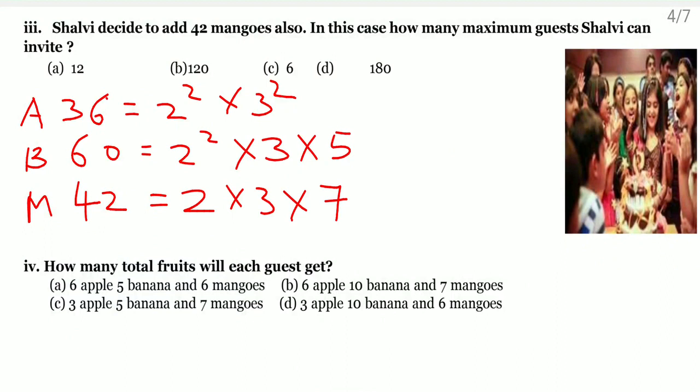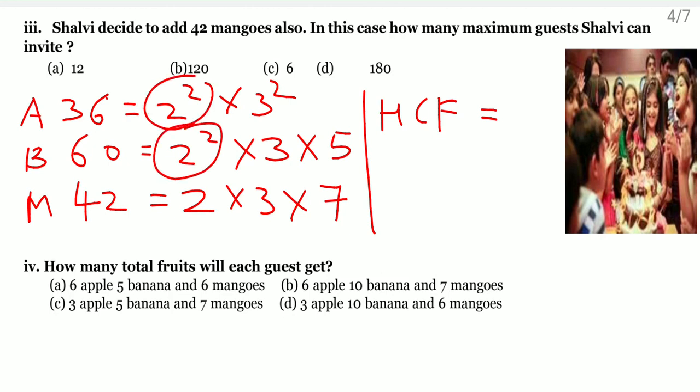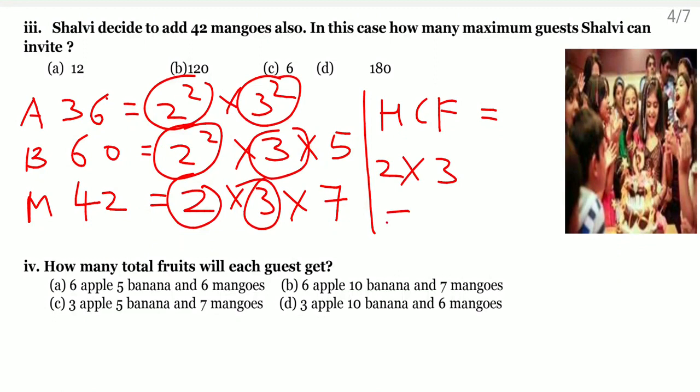Now, in this case, how many maximum guests can we invite? Now, once again, we have to find out HCF of these three numbers. Okay. So, here 2 square and 2. Out of these common factors, which is having the least exponent? 2. Now, 3 is also common here. 3 square, 3 and 3. Which is having the least exponent? 3. So, in this case, she can only invite 6 guests. So, option C is the correct one.